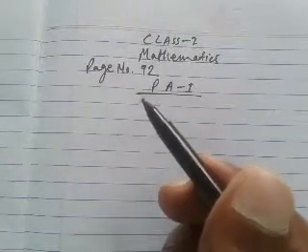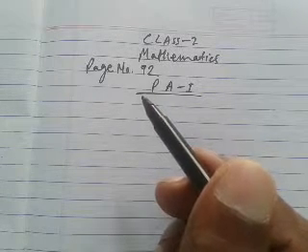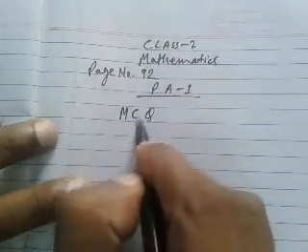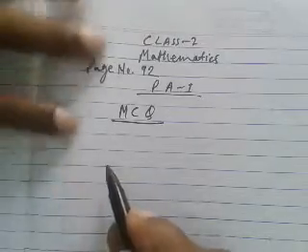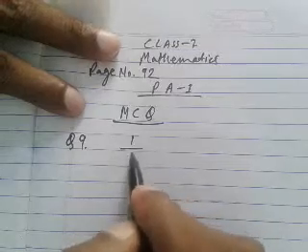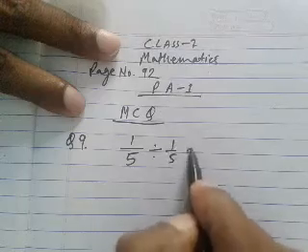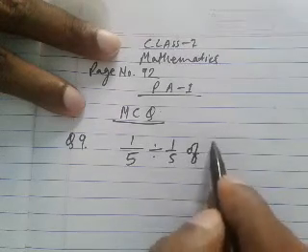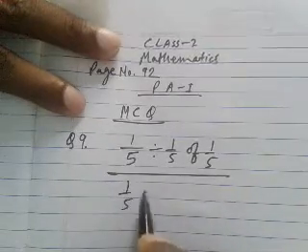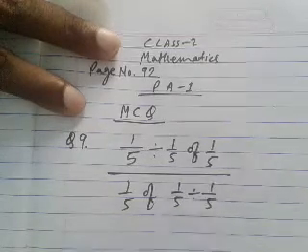assessment, I have already taught you from question 1 to 8, and today I will begin with the new questions, the MCQ part, from question number 9. Question number 9 is written here: 1 by 5 divided by 1 by 5 of 1 by 5 overall, divided by 1 by 5 of 1 upon 5 divided by 1 upon 5.